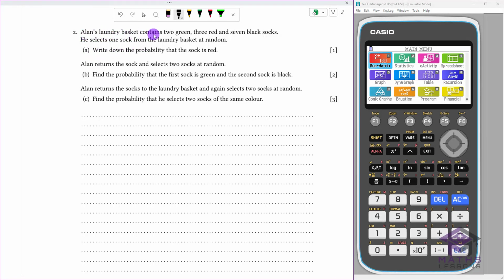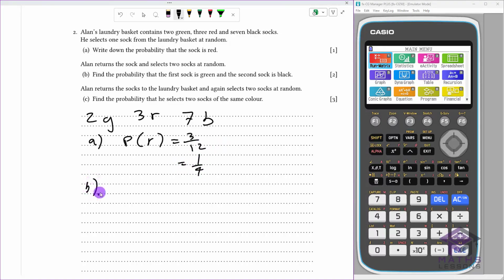Alan's laundry contains 2 green socks, 3 red socks, and 7 black socks. He selects one sock in the laundry basket. Find the probability the sock is red. So we've got 12 socks altogether. 3 of them are red. So the probability it's red is equal to 3 over 12, which equals 1/4.